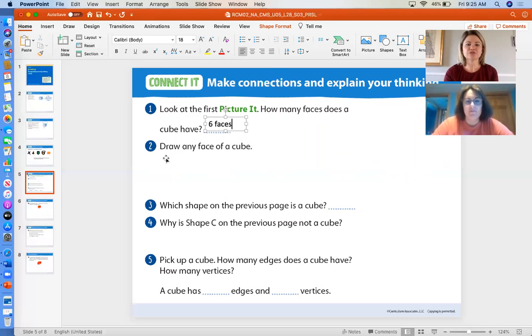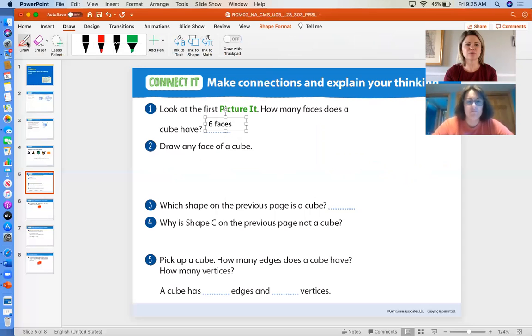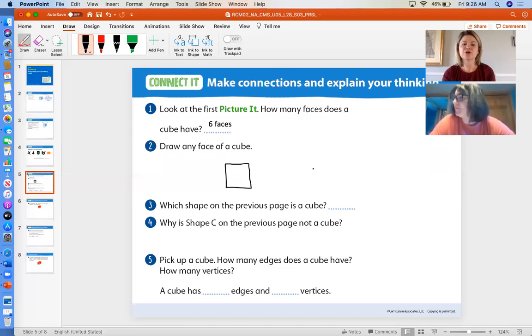All right, so we're going to draw any face of a cube. Well, what does any face of a cube look like? It's a square. It has to be a square. Yeah. So we just draw a square and we're good. We're done. Now, is my square perfect? No. But do I know that it's a square? Yes. Good enough. All right.